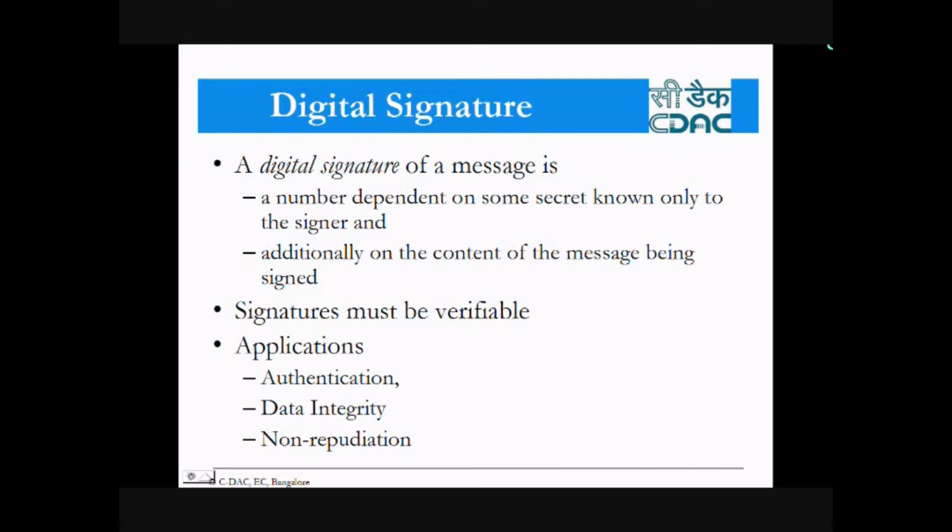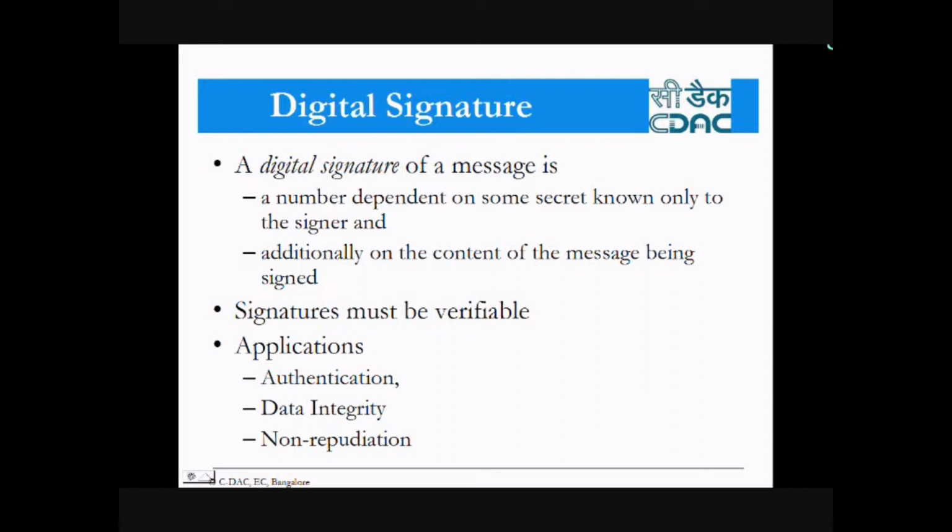Similarly, can you get such kind of confidence in an electronic document? The answer is yes, and it's even stronger and better in the digital world. The thing is, a digital signature of a message is basically a number which is dependent on some secret known only to the signer. And the second point is, it's additionally tied to the content of the message that is being signed. This is the most significant difference between the digital world and the non-digital world.